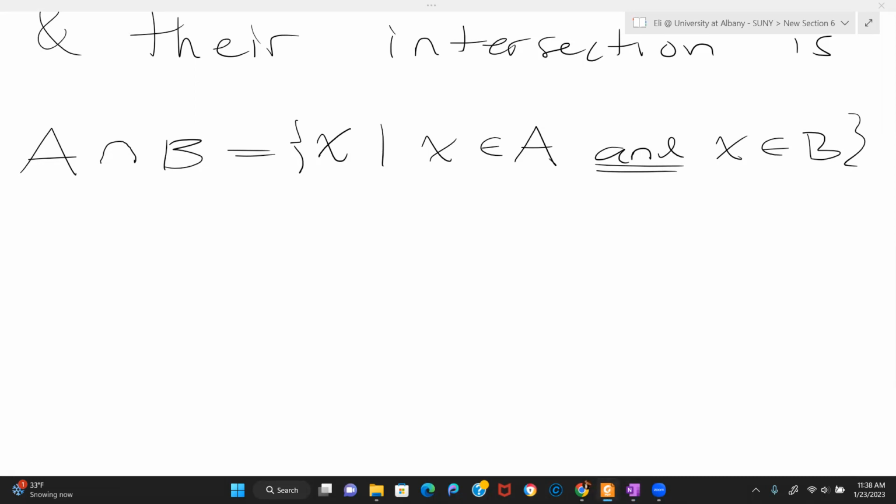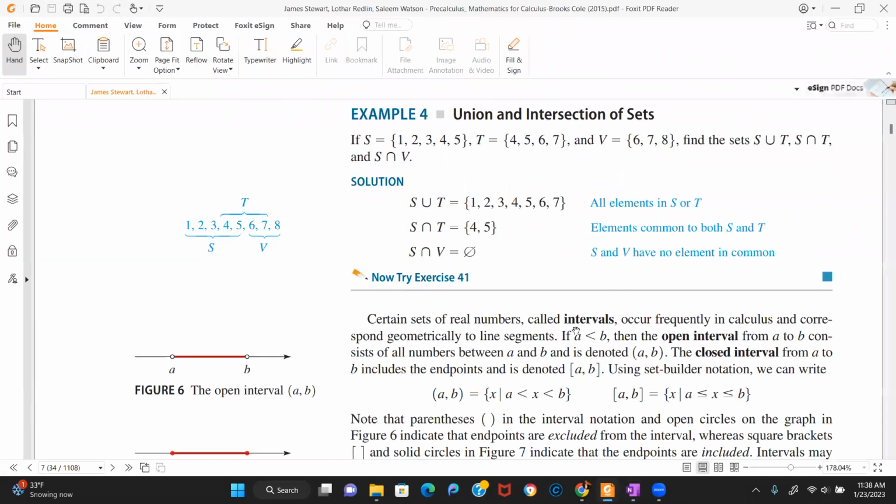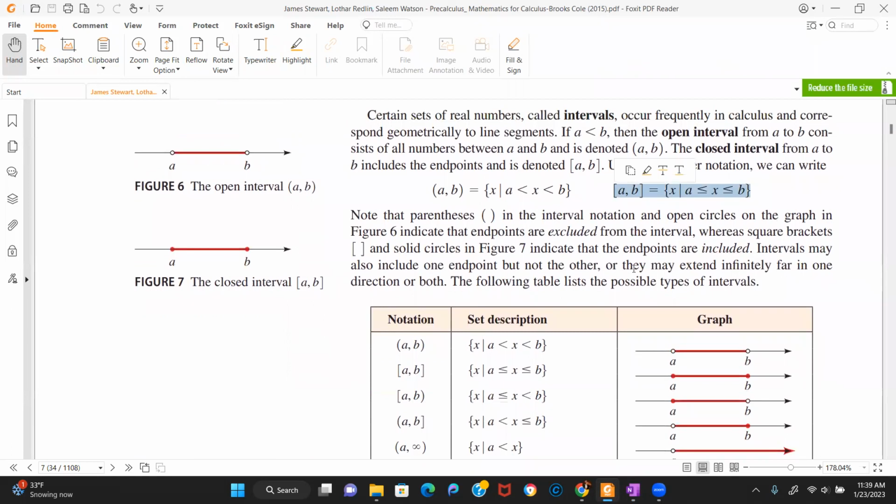And then we looked at a specific type of set, the interval. You have these open and closed intervals. This right here is the open interval. Notice it's defined by set builder notation. It's the most concise way to define it. And this is the closed interval, the one I highlighted.